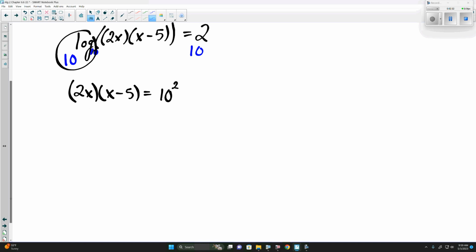Now, the left-hand side, we can distribute this out. 2x times x is going to be 2x squared. 2x times negative 5 is negative 10x. Now, 10 squared is 100.